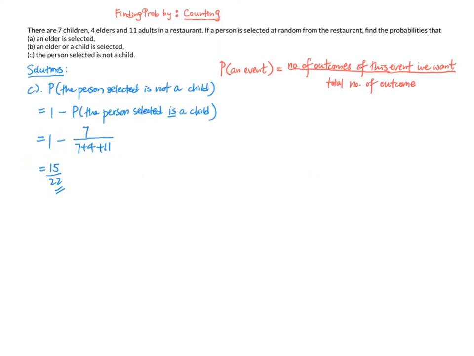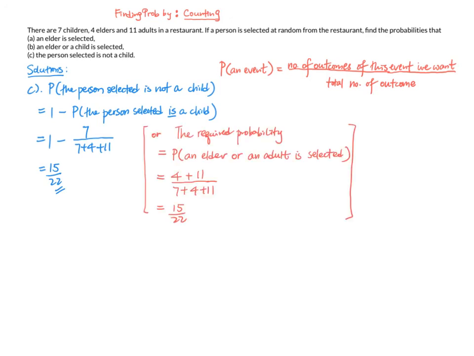So part C, the probability that the person selected is not a child. You could use 1 minus the opposite of that, or the complement of that, that is the probability of a person that is a child. Or of course we could also use the alternative method, that is directly finding the probability of selecting an elder or an adult, in which you just add the two together, 4 plus 11 for the numerator.